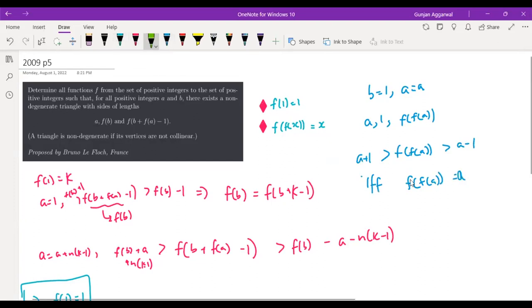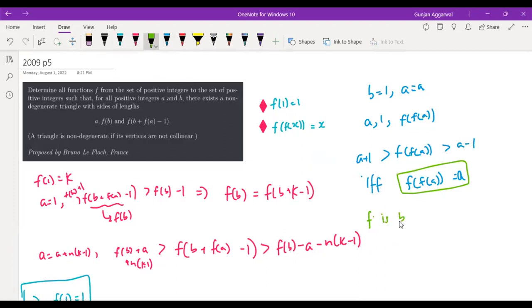Okay. Can I make another claim? Okay, so my claim is that f is increasing. By this one, we get that f is a surjective function and injective function, i.e. f is a bijective function. Okay. So I make a claim that f is an increasing function.